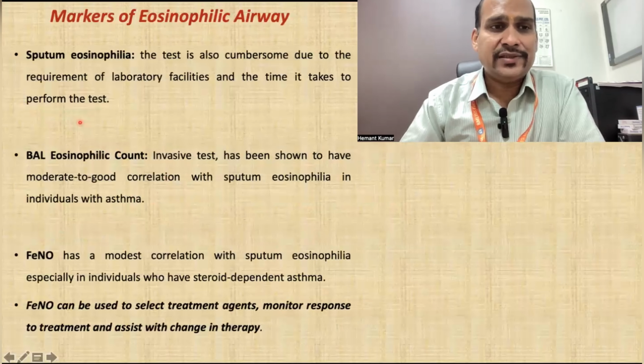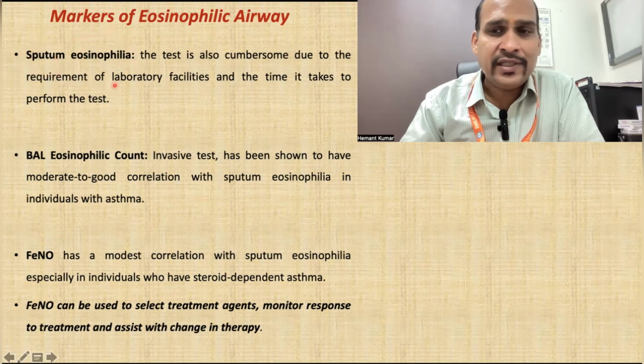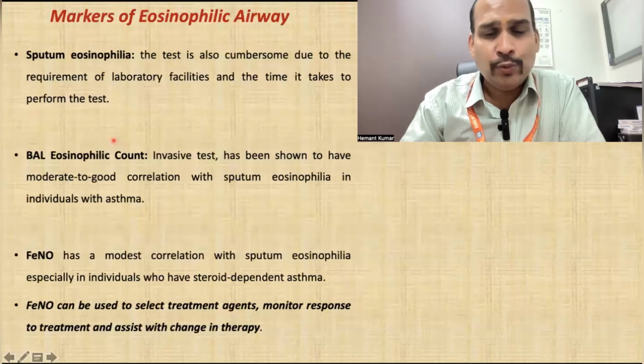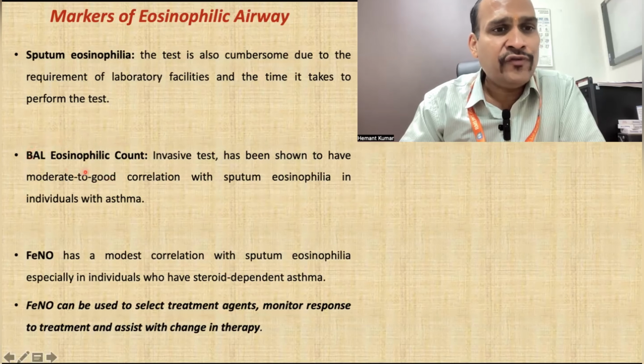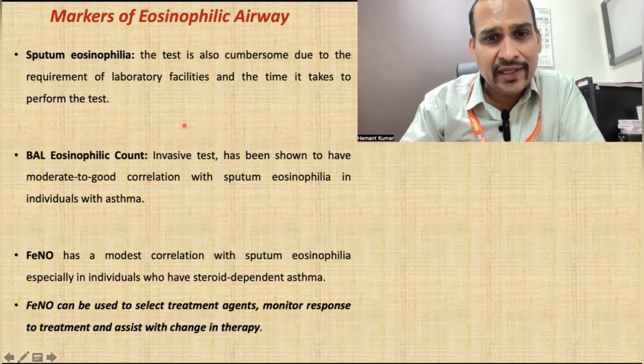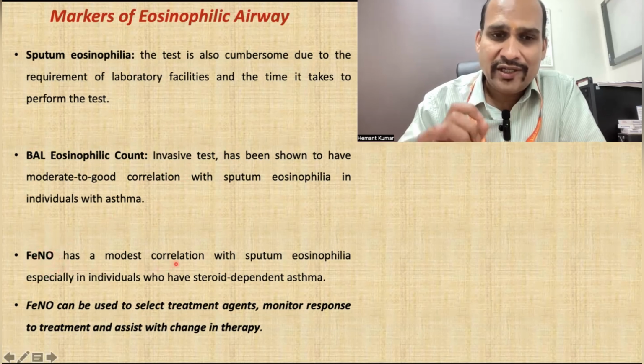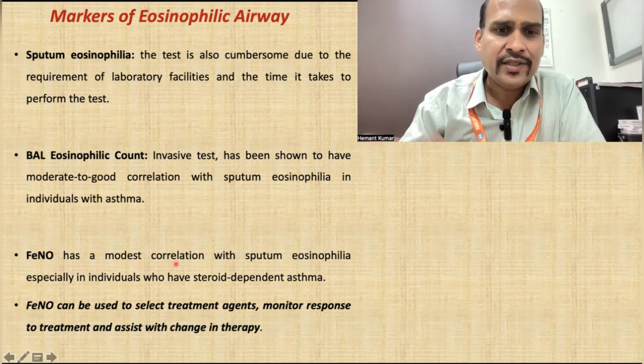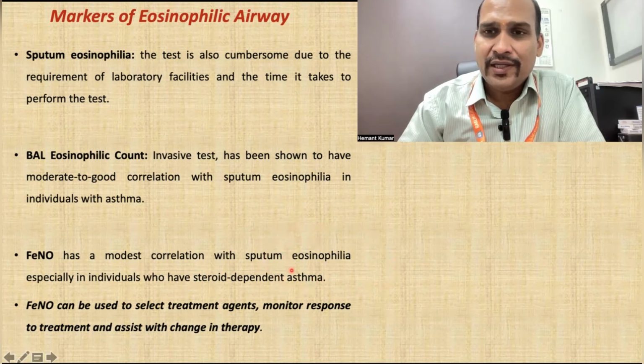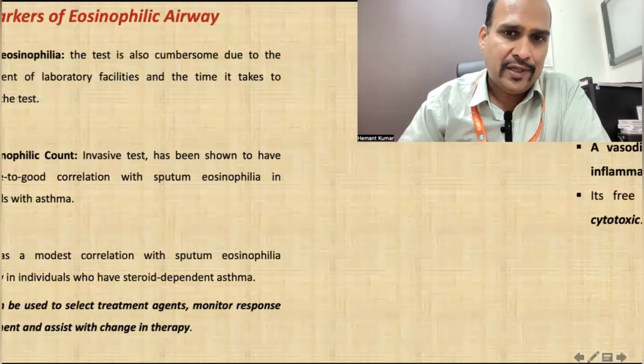There are three methods. Either you see eosinophils in sputum. This is a very cumbersome test, and many laboratories are not doing this test. Another option is you do bronchoscopy and demonstrate eosinophils in BAL fluid, but this is again an invasive test. Another test is FeNO, fractional exhaled nitric oxide. This is a non-invasive, easy test. We will see further. This has correlation with sputum eosinophilia. So these three tests we can do to find out the eosinophilic type of asthma.